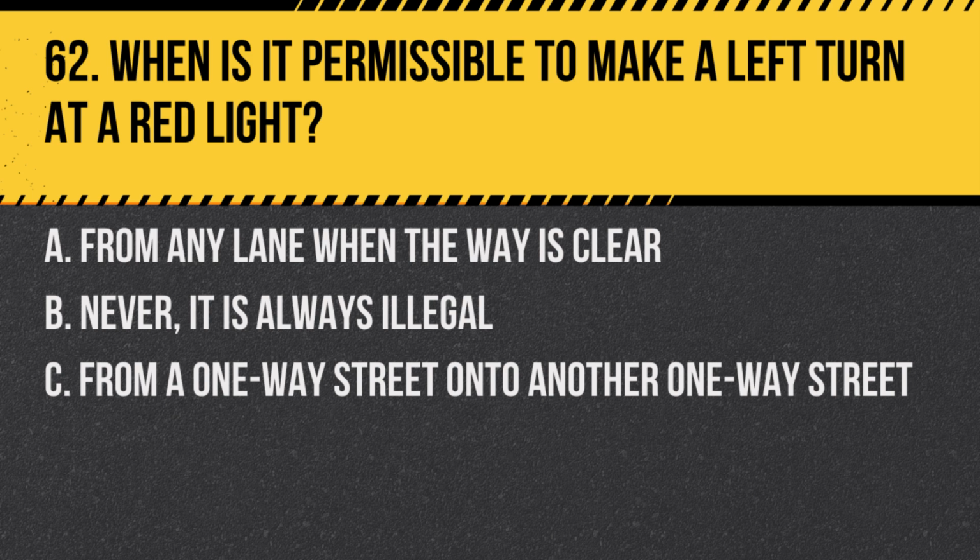Question 62. When is it permissible to make a left turn at a red light? A. From any lane when the way is clear. B. Never. It is always illegal. C. From a one-way street onto another one-way street. Answer C. From a one-way street onto another one-way street. In California, it's legal to make a left turn on red from a one-way street onto another one-way street after stopping and ensuring the way is clear.